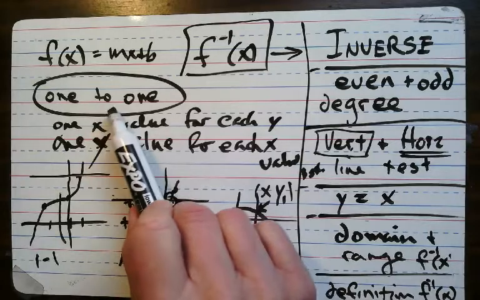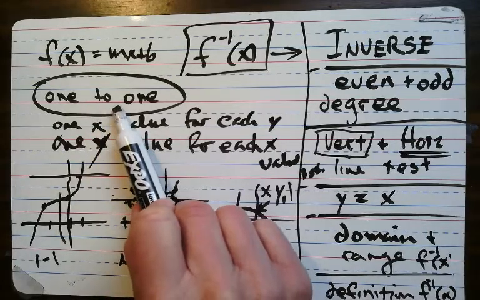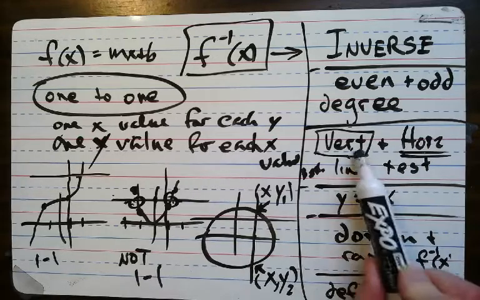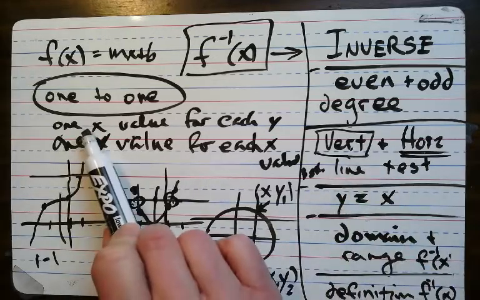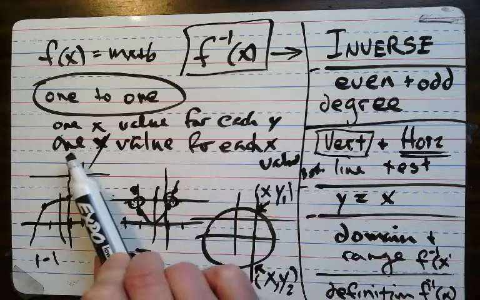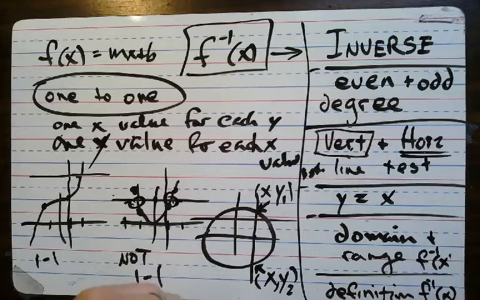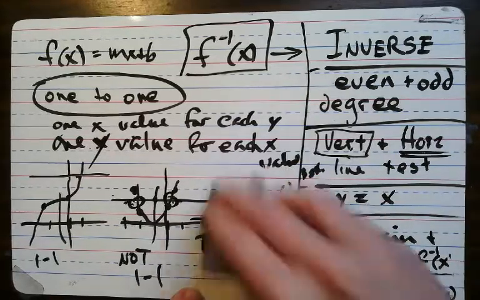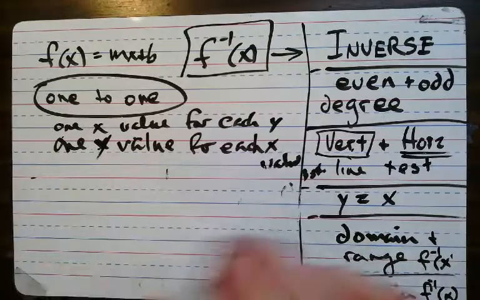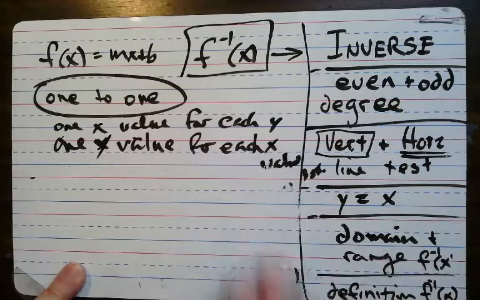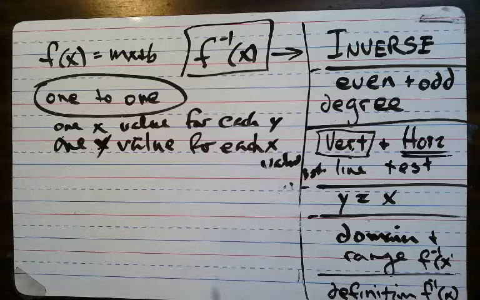So, for something to be one-to-one, that means it has to pass both these tests, the vertical and the horizontal line test. That means there's one x value for each y, and there's one y value for each x. That's very important. So if it is one-to-one, if it passes these two tests, then what we have is something that we can make an inverse out of. Right?